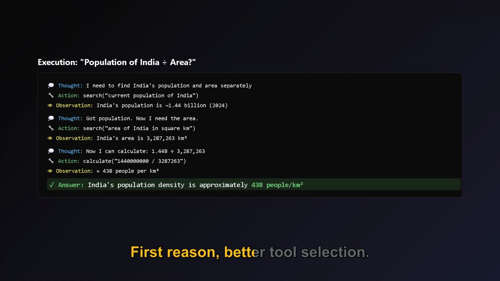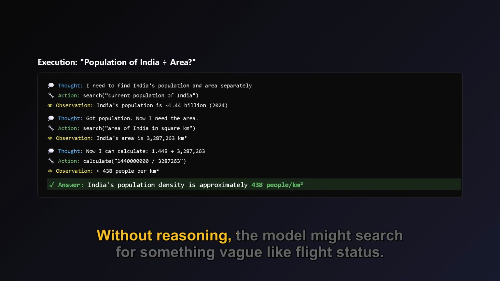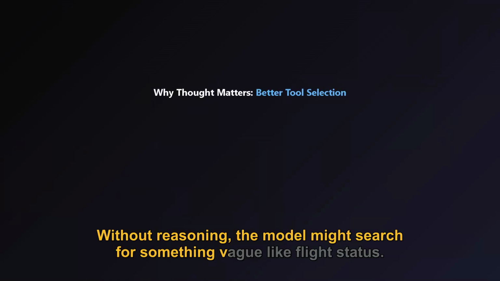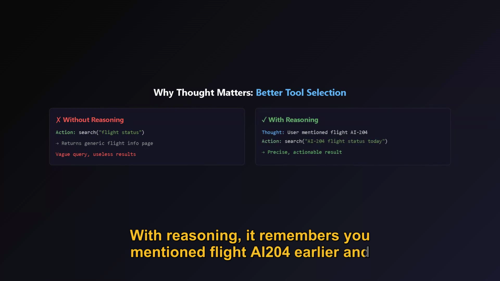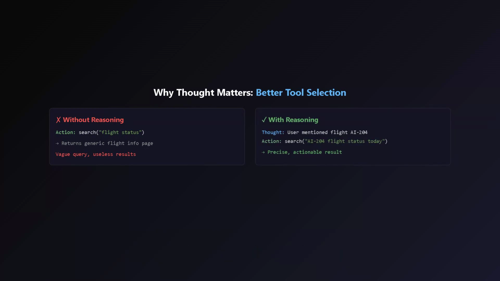First reason, better tool selection. Without reasoning, the model might search for something vague like flight status. With reasoning, it remembers you mentioned flight AI 204 earlier and searches specifically for that.